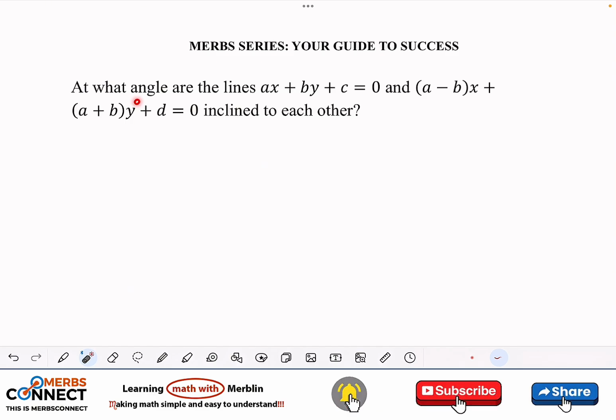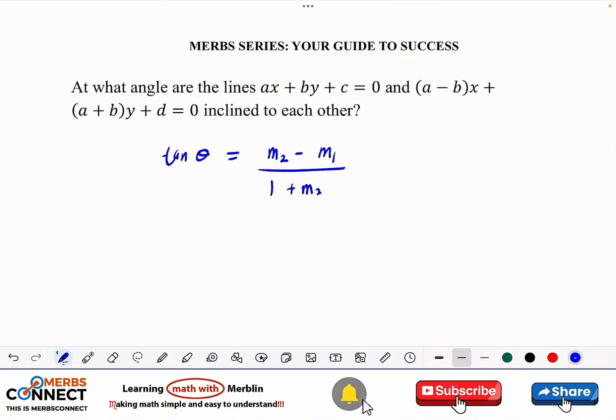Let's start. We want to find the angle between these two lines. Remember the formula for finding the angle between two lines. We are going to use this: tan theta is equal to the absolute value of (m2 minus m1) divided by (1 plus m2 m1). It doesn't matter which is m2 and which is m1, because of the absolute value, you can bring m1 first or m2. The absolute will take care of whether it is minus or positive.